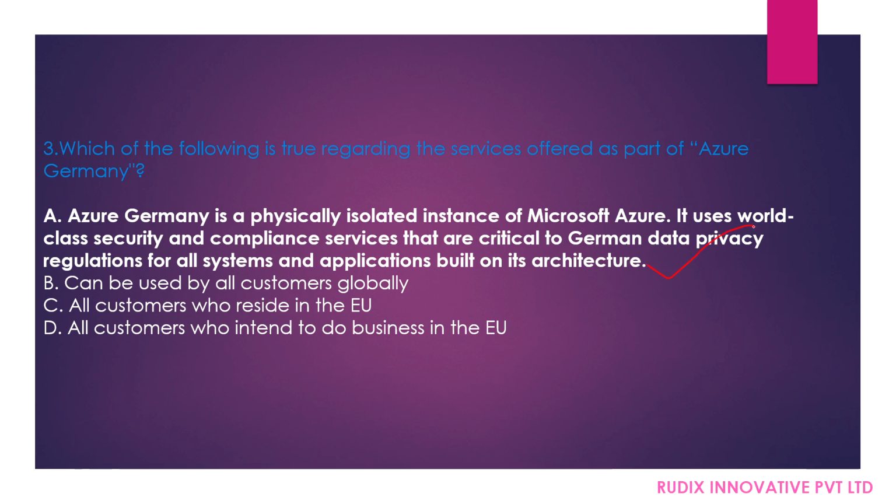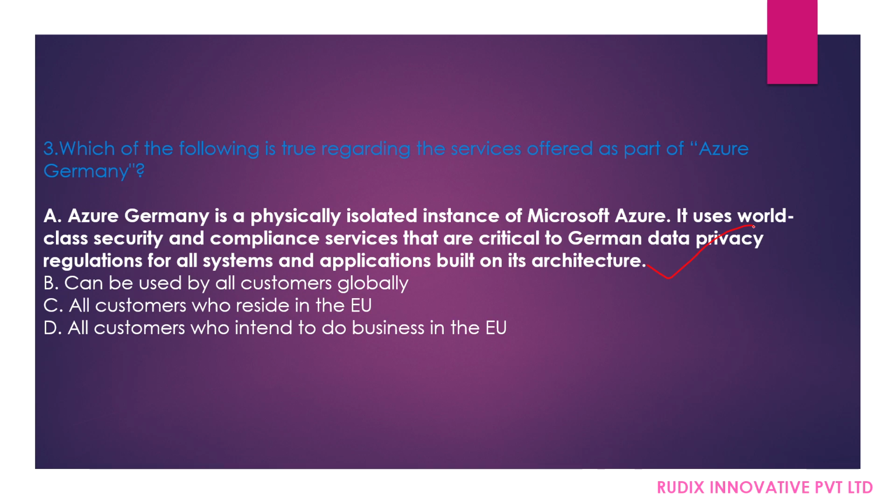I will explain why. Azure Germany is a unique cloud region specifically designed to address the needs of customers in Germany, especially those with strict data and compliance requirements. It provides data residency in Germany and is operated by the German data trustee, T-Systems International GmbH. Azure Germany offers a subset of Azure services and is physically isolated from other regions to ensure compliance with German data protection regulations. So option A accurately describes the services offered as part of Azure Germany.